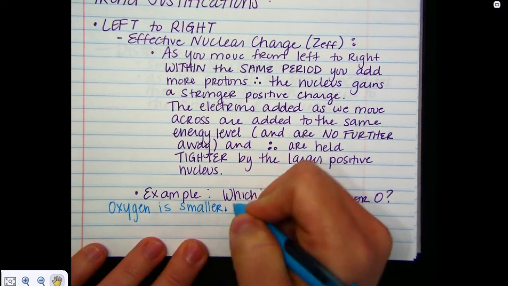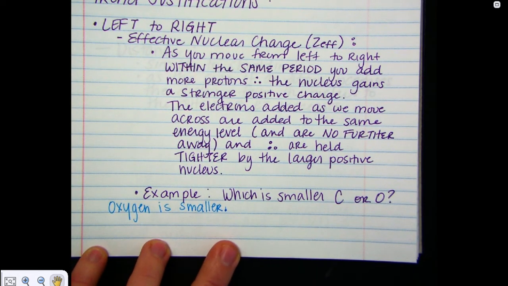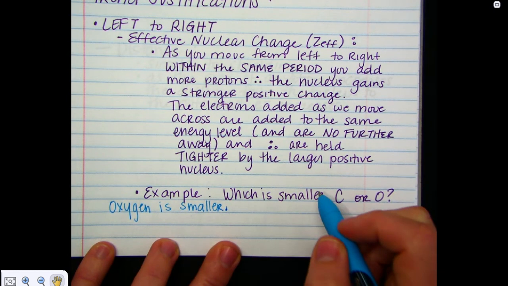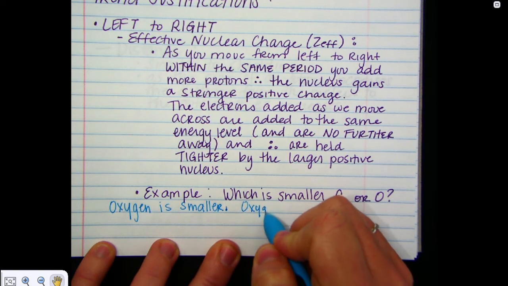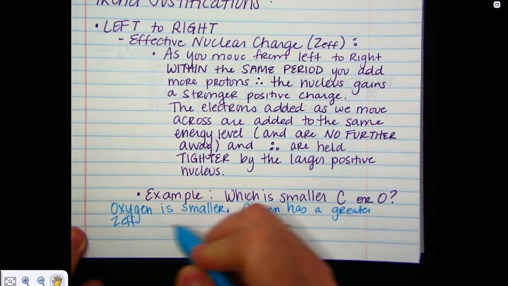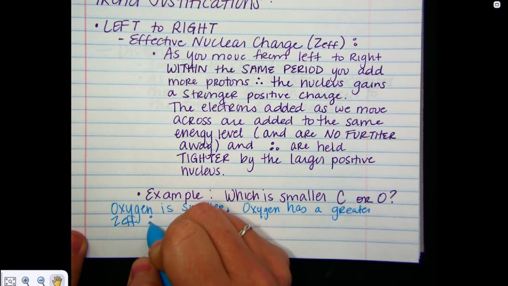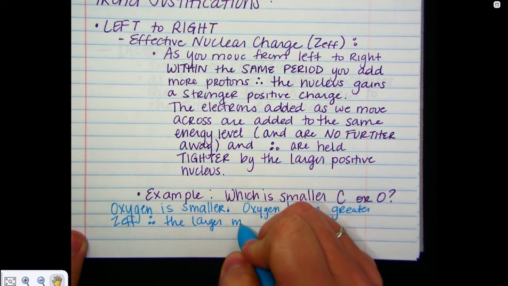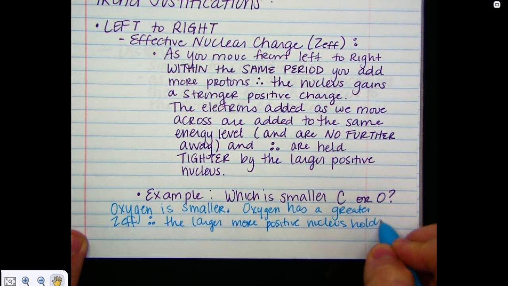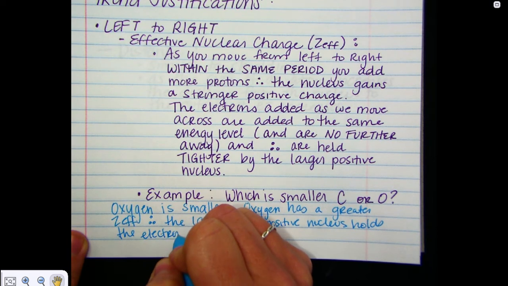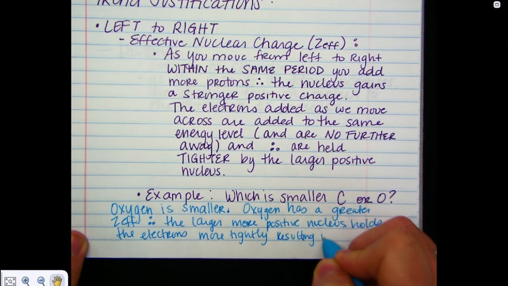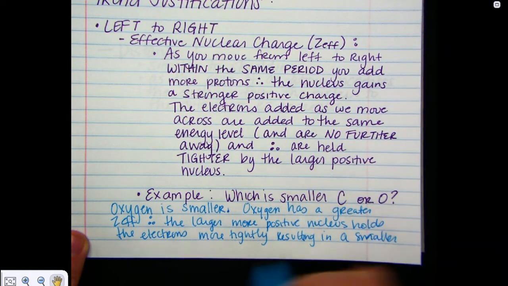Okay, now we need to justify why. This was a left and right choice. So we are going to use ZEF to justify why oxygen is going to be the one that has a smaller radius. So oxygen is a smaller size than carbon. Oxygen has a greater ZEF, or you could write out effective nuclear charge, but a greater ZEF. Therefore, the larger, more positive nucleus holds the electrons more tightly, resulting in a smaller size. Okay.